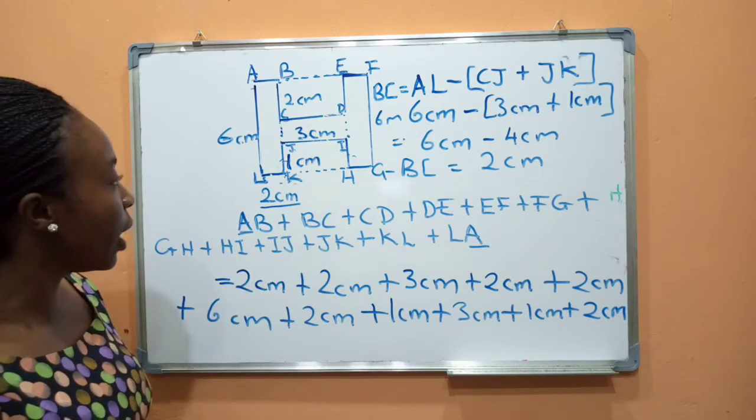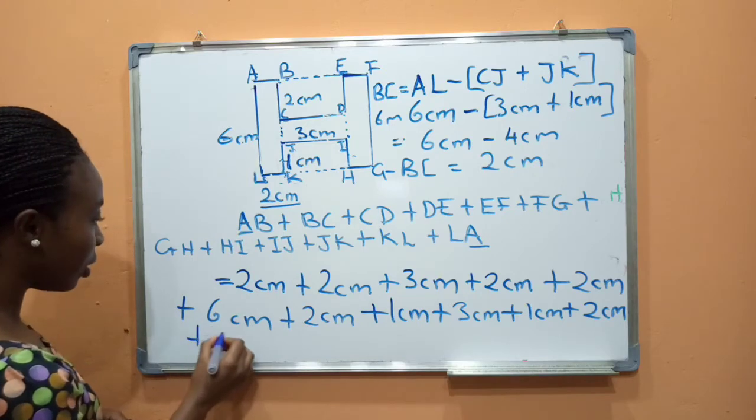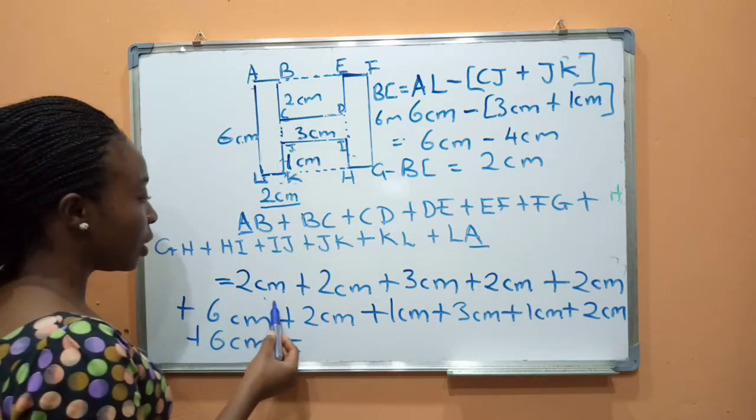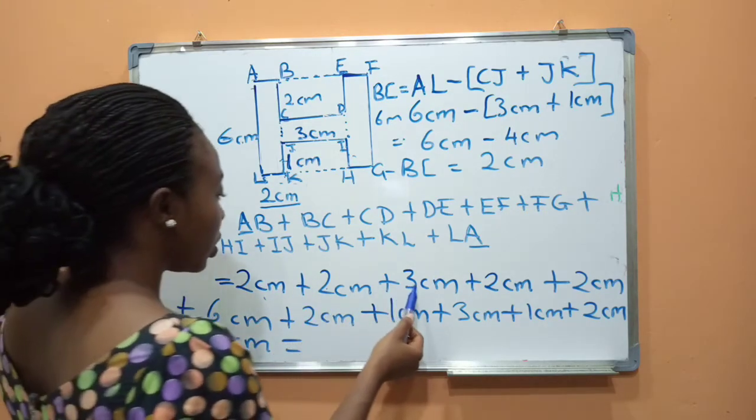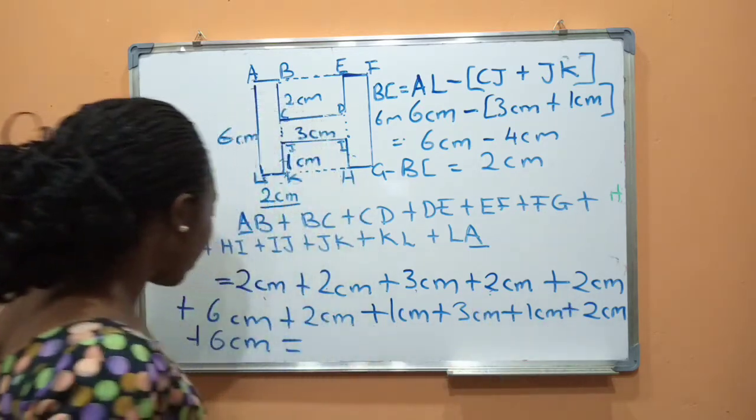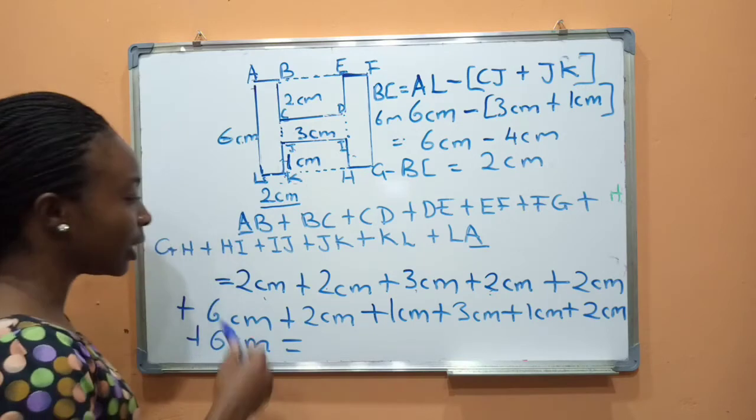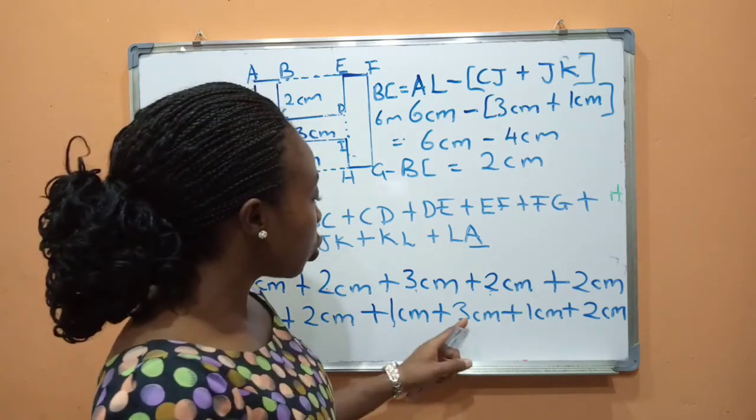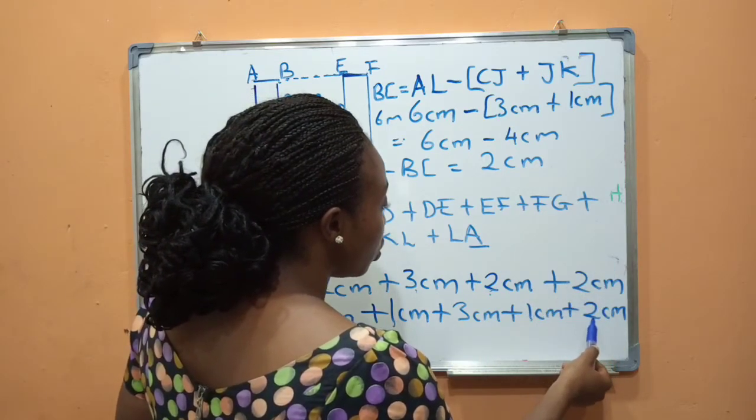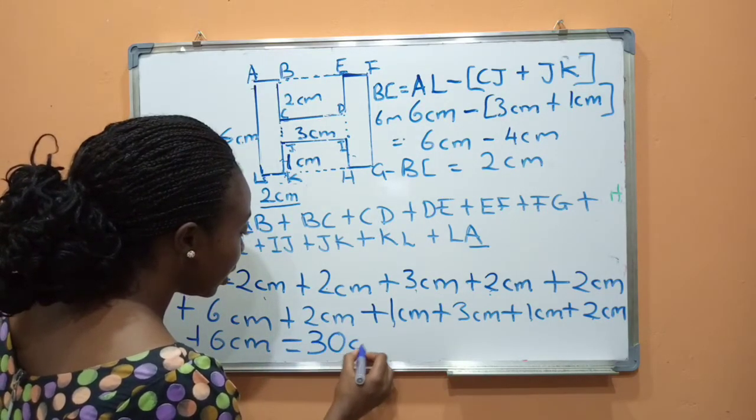Okay, so next one we have is LA. So LA is 6 centimeters. So let's sum it up now. Let's add it up. We are going to have 2 plus 2 gives us 4, 4 plus 3 gives us 7, 7 plus 2 gives us 9, 9 plus 2 gives us 11, 11 plus 6 gives us 17, 17 plus 2 gives us 19, 19 plus 1 gives us 20, 20 plus 3 gives us 23, plus 1, 24, plus 2, 26, plus 6, 30. So we have 30 centimeters.